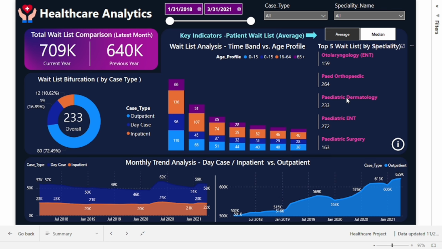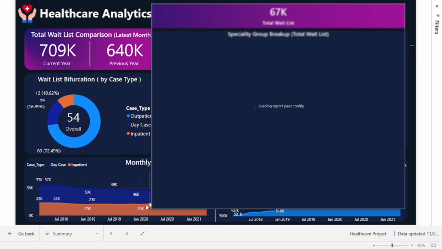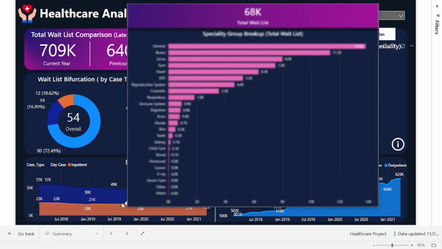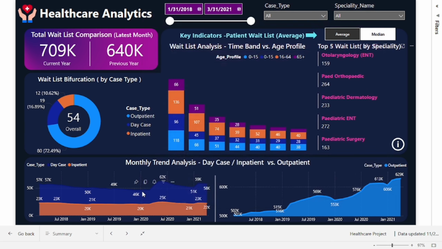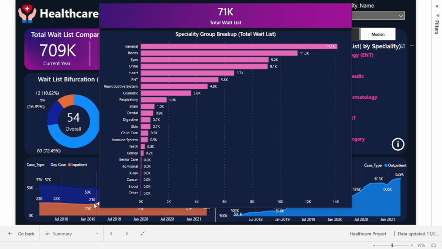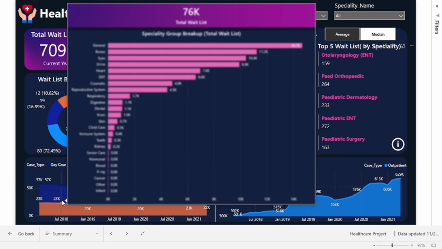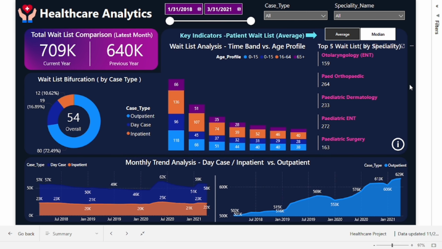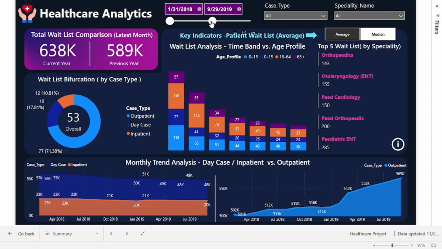Next, monthly trend. At the bottom, the trend line shows the waitlist movement over time across day cases, inpatient and outpatient. This helps decision makers understand whether the performance is improving, stable or declining. So overall the summary dashboard gives leadership clear visual and actionable views of waitlist performance, key bottlenecks and emerging trends.